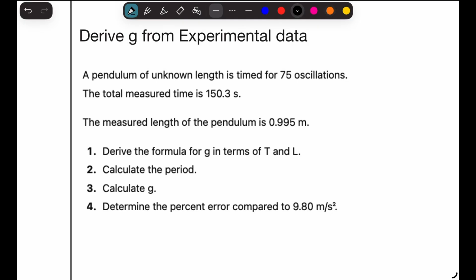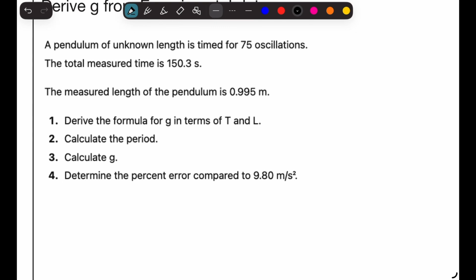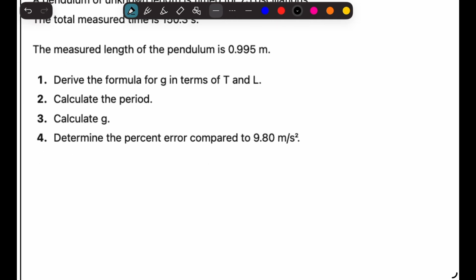Derive G from experimental data. A pendulum of an unknown length is timed for 75 oscillations, and the total measured time is 150.3 seconds. The measured length of the pendulum is 0.995. Derive the formula for G in terms of T and L.